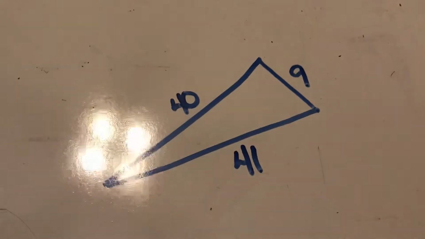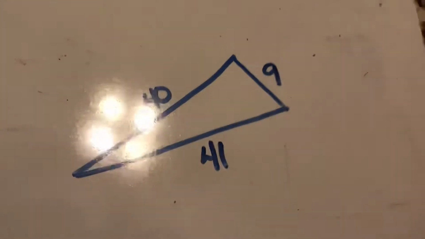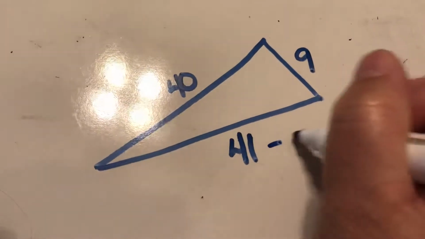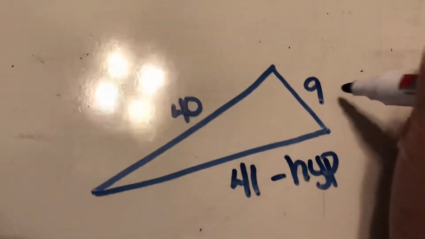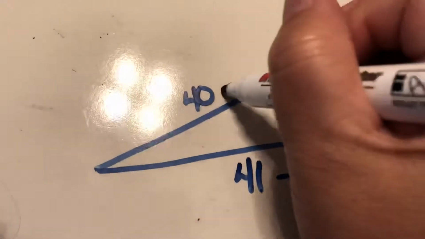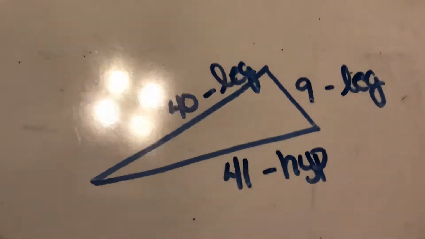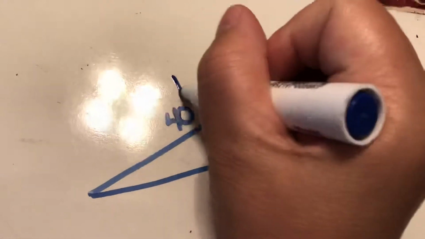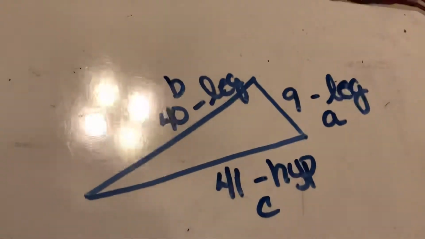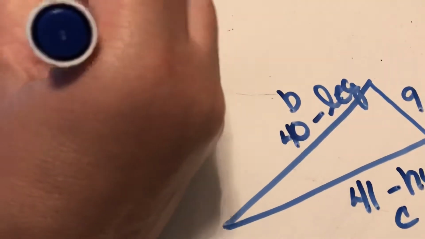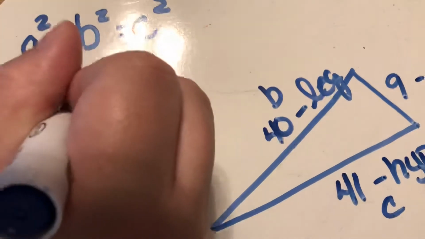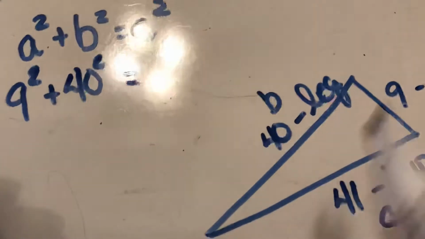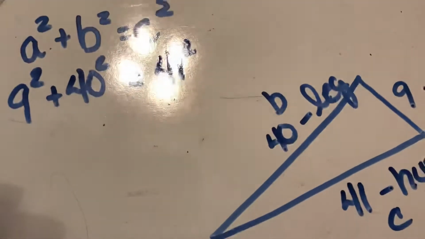To determine if this is a right triangle, I know that my hypotenuse has to be the longest side. Since 41 is the bigger number, that has to be my hypotenuse. And so the 9 would be one of my legs, and the 40 would be another leg. I could also think of this as side a, side b, and side c. So I take my Pythagorean theorem, which is a squared plus b squared equals c squared, and I plug in the numbers. I have 9 squared plus 40 squared, and I want to see, does that equal 41 squared? And now I just calculate it.